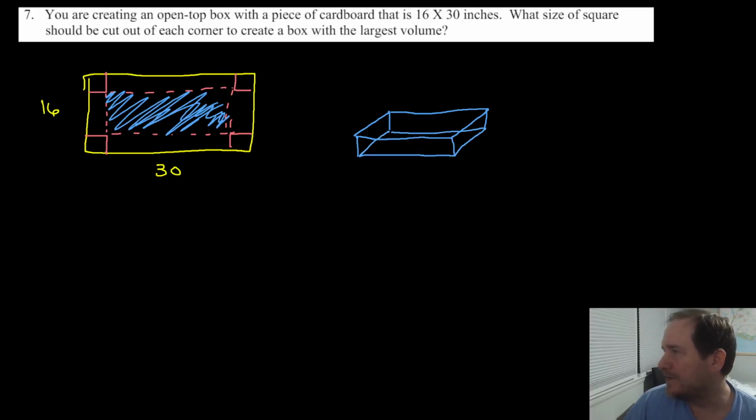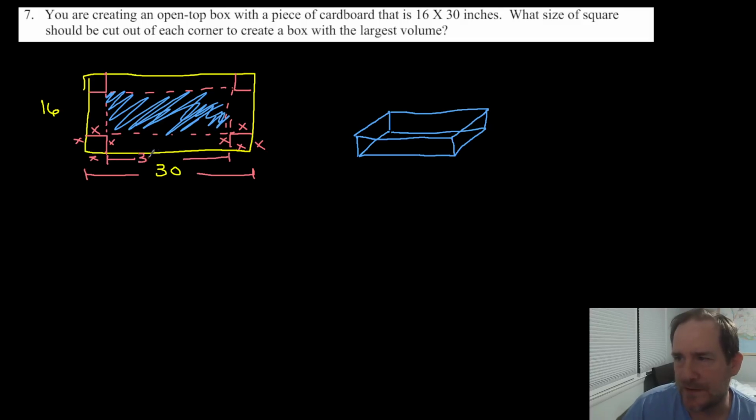So the question is, how did these dimensions from the cardboard become the dimensions of this box? So the paper started out at 30 inches wide. But we cut out a square that I presume we're all going to call x by x, and there's a second square over here that's x by x. Now 30 goes all the way across, and I'm not interested in that dimension. I'm interested in what's left over after I cut away the squares.